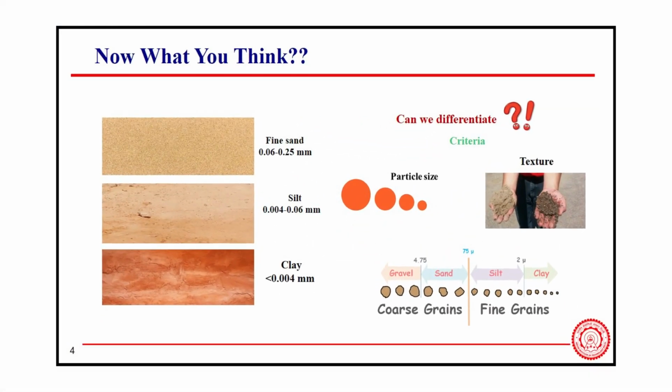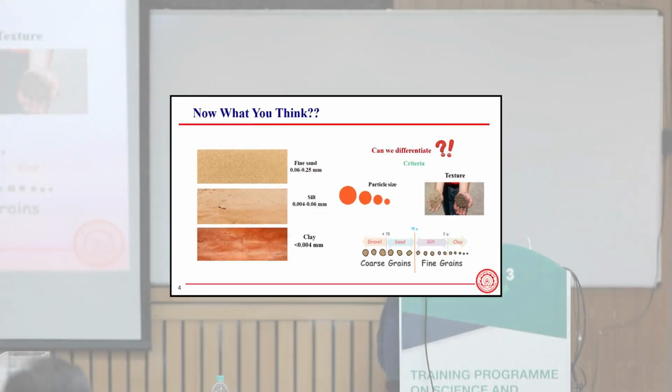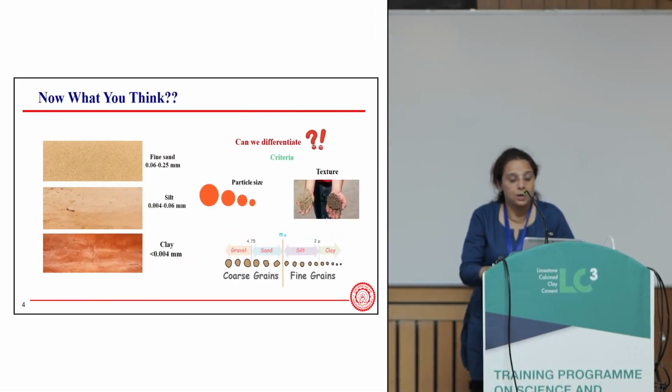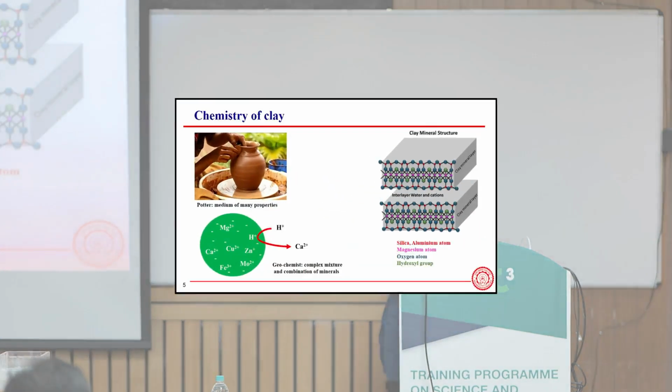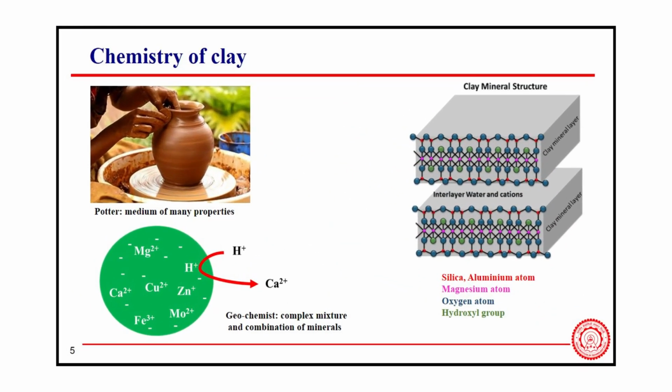When we were kids, we played with mud, and we know what clay is. There is a distinction between clay and silt on the basis of particle size as well as texture. Texture is the relative distribution of cations and anions in the clay, whereas the particle size for clay is less than 2 micron. The chemistry of clay is a complex mixture of cations and anions and a combination of different minerals which are joined into a sheet-like structure.